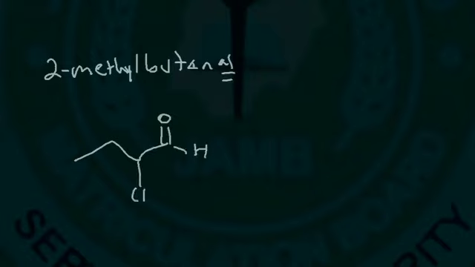So let's say if you want to draw, for example, 2-methylbutanal. So butane has 4 carbons, but because we see al, that's an aldehyde. And on carbon 2, we have a methyl.